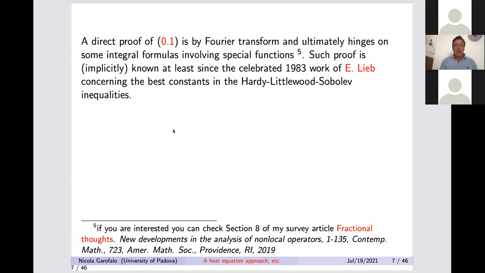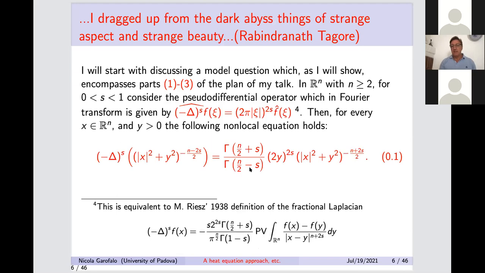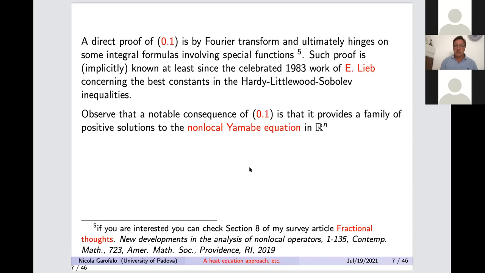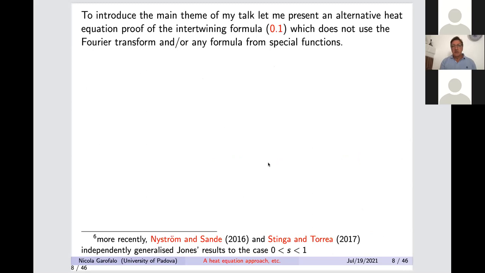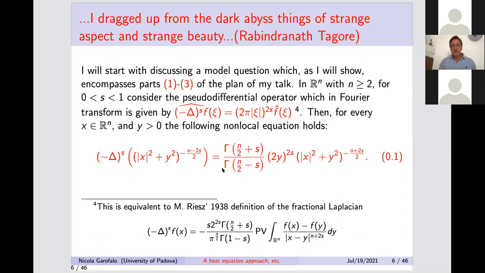So an immediate consequence of this formula is that it produces a one-parameter family of global solutions to the non-local Yamabe equation written here. When S is equal to one, this becomes the standard Yamabe equation. Otherwise, there is a fractional version of this equation, and the relevant PDE is written there. All right, so to introduce the main theme of my talk, I will now present an alternative heat equation proof of this formula 0-1, which, as you will see, uses very elementary arguments. There is no Fourier transform. There are no special functions involved, but very elementary facts, just using the heat equation.